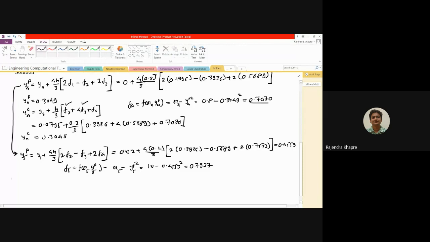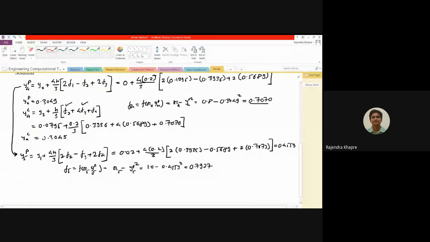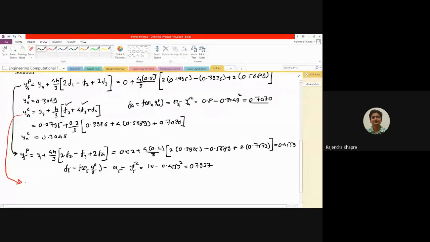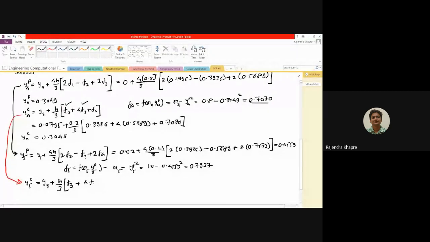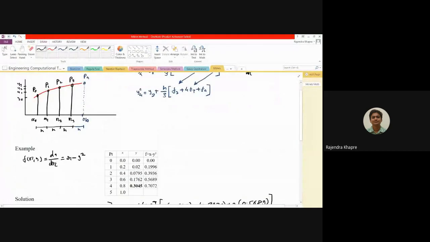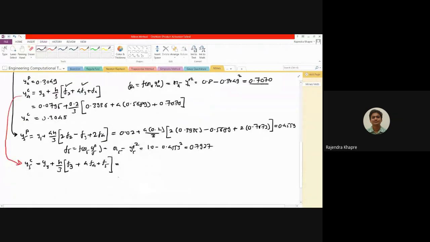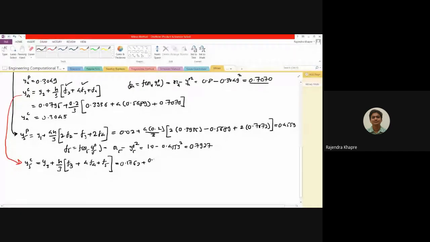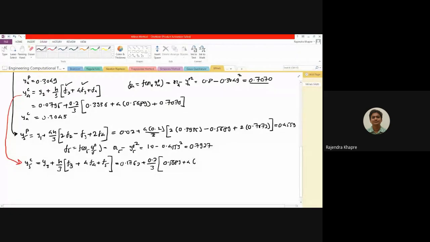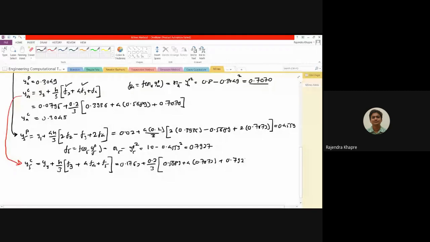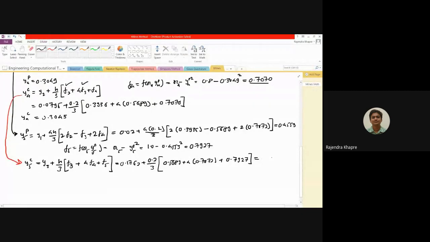7927. Now we have to use the corrected equation. We are going to use the same corrected equation, but the subscript will now be increased by 1. So your y5 corrected will be, in place of y2 now you will have y3, plus h upon 3 into, in place of f2 there will be f3, plus 4 times f4, plus f5. Your y3 value is 0.1762, plus 0.2 divided by 3, your f3 value is 0.5689, plus 4 times f4 which is 0.7072, plus f5 that we just calculated, 0.7927. So this is going to give me the corrected value of y5.